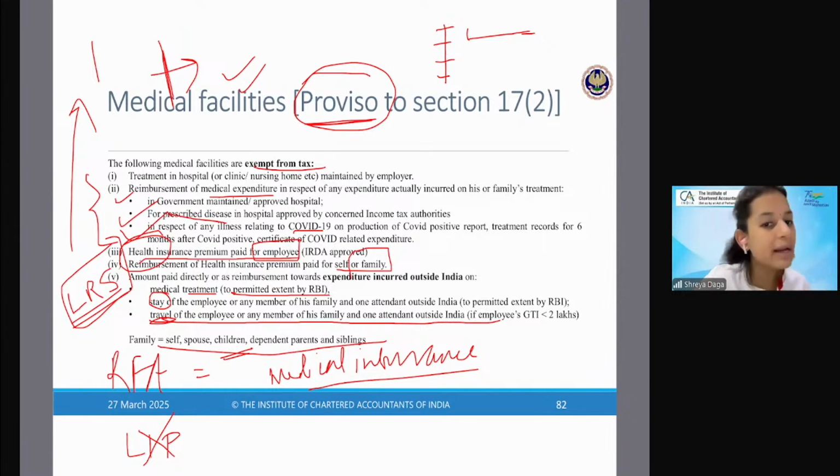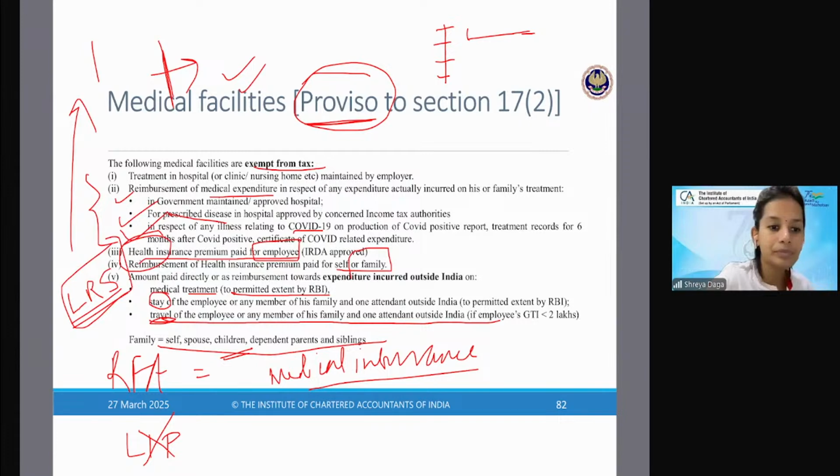Okay. What is family? Family is self, spouse, children, and dependent parents or siblings. Number of children, no limit. Okay. So what all is exempt? Treatment in the employer's hospital, reimbursement of medical expenditure in certain cases, prescribed disease or government hospital or COVID case, health insurance premium paid for employee, reimbursement of health insurance premium paid for employee or family, and medical treatment outside India, covering medical treatment and stay of employee and family member and one attendant to the extent permitted by RBI. But travel is exempt only if employee's GTI is less than 2 lakhs.